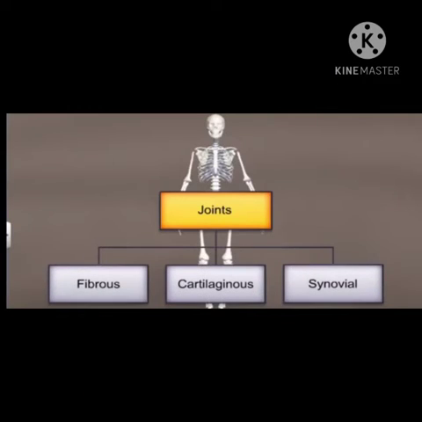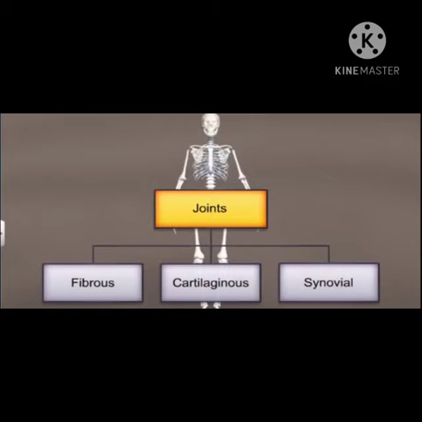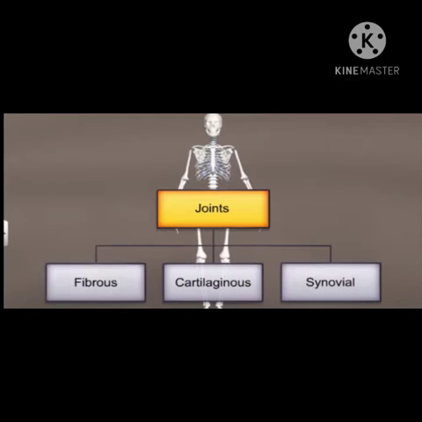As we all know, the human skeleton consists of 206 bones, right? So these bones are what? They articulate with each other by means of joints. And the study of joints is called arthrology. So what is a joint? The points of articulation or meeting of two bones are called joints.